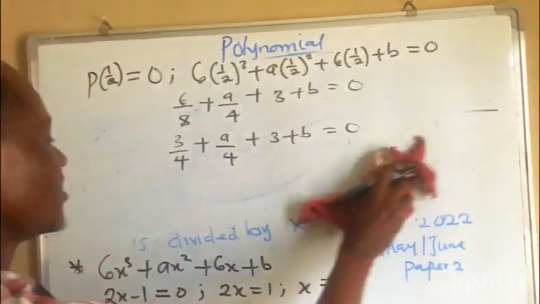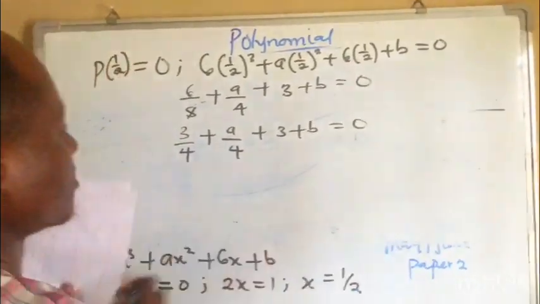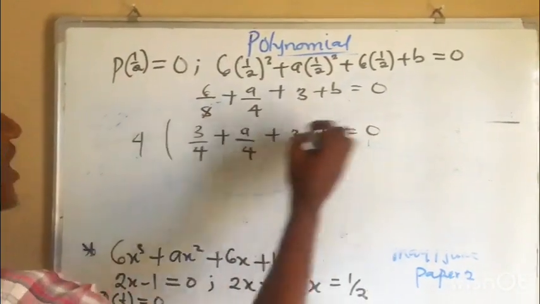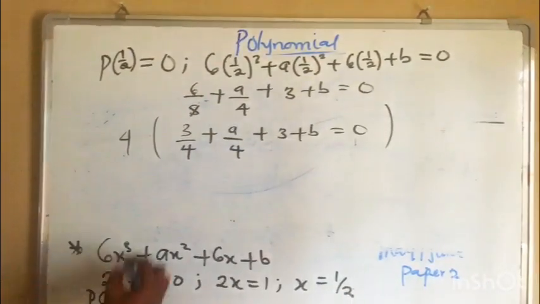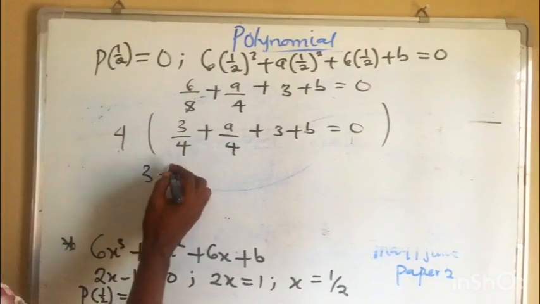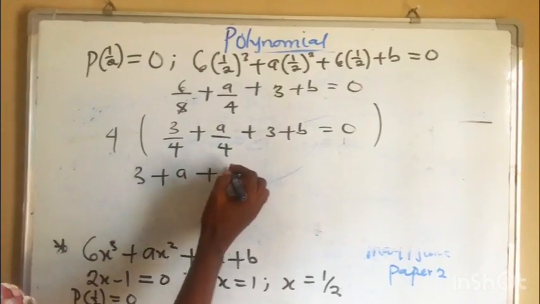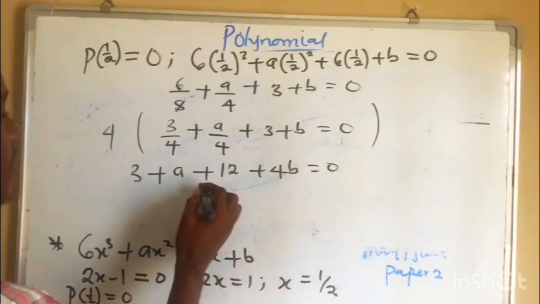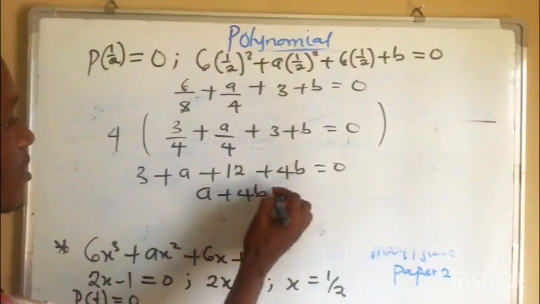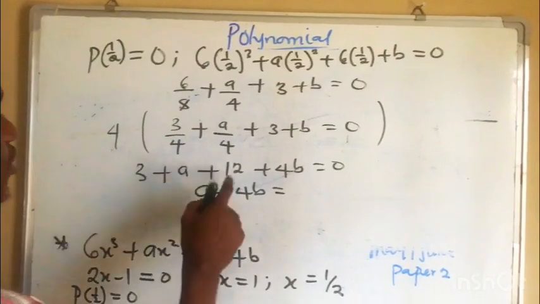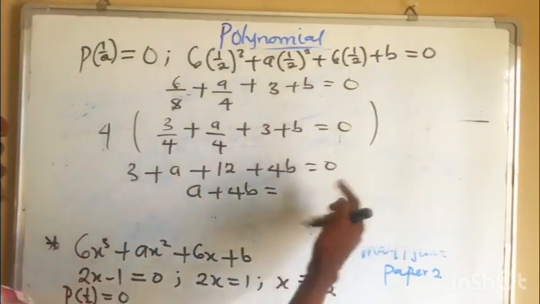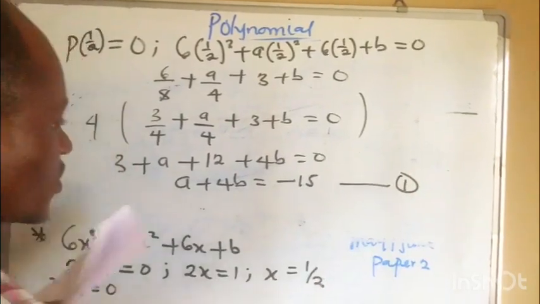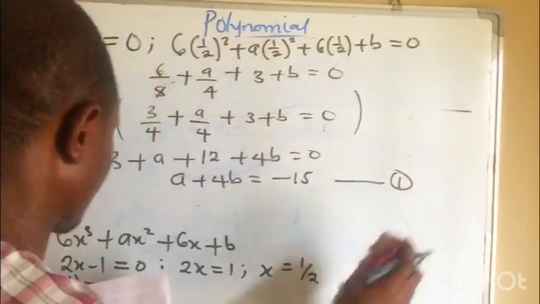So to linearize this, I can just multiply everything through by 4. This will be 3 plus a plus 12 plus 4b equals 0. And a plus 4b will be equal to, 3 plus 12 is 15, if we take it out, it becomes minus 15. This gives us equation 1 from that question.